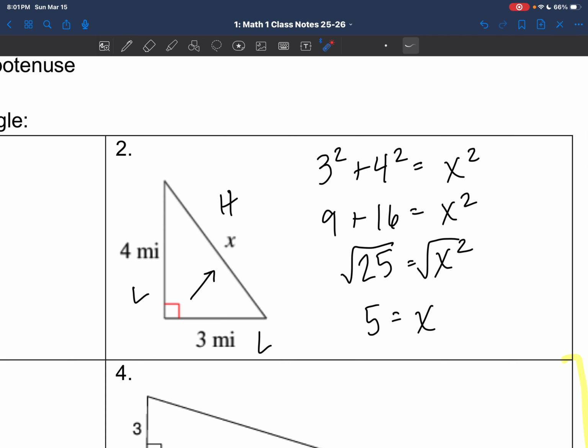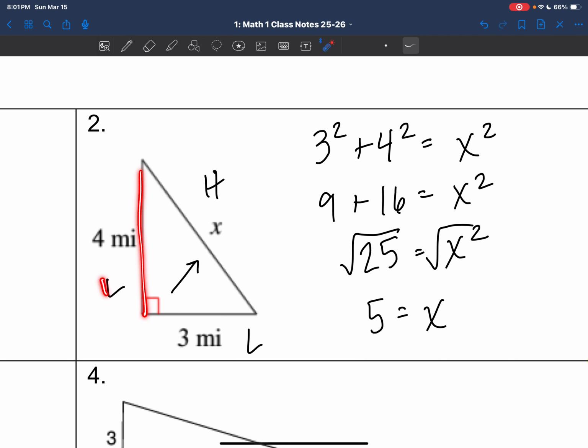All right, so then here, this is a leg, this is a leg because they make the right angle. So you can think of this as A, this is B. This is your hypotenuse, which has to be C. So then again, just plug in, and then we're going to solve for our hypotenuse. So in this case, add those two together to get 25 equals x squared. But to cancel out that squared, we have to take the square root of both sides. And again, we're going to get x equals 5.